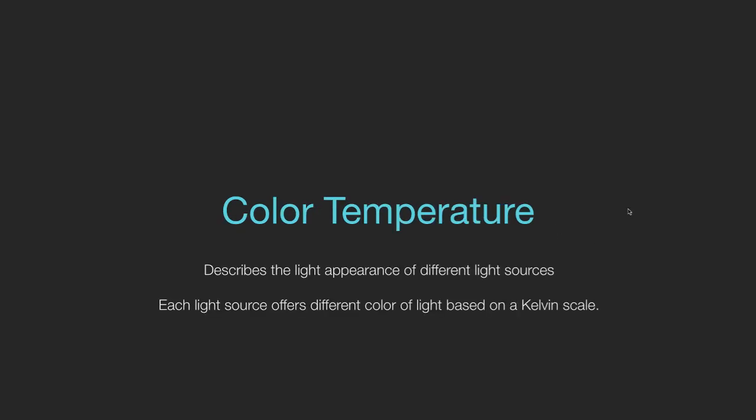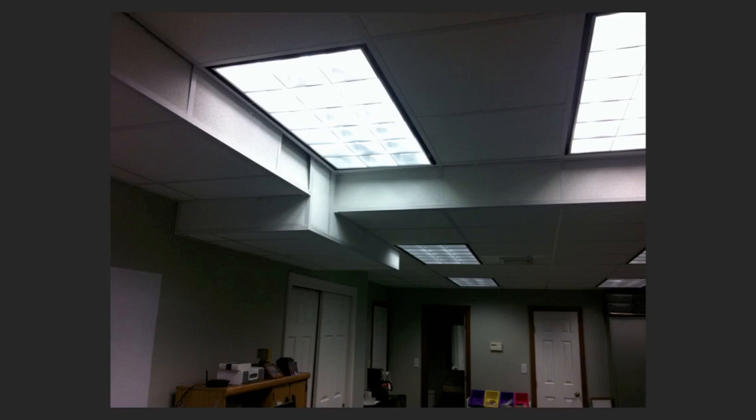So color temperature describes the light appearance of different light sources. Each light source offers a different color of light based on the Kelvin scale. So here we have an interior room, and as you can see, the tones of light are very different. So we've got sort of a greenish, bluish fluorescent light, and something that's actually a little bit more white or magenta. Again, these could be adjusted based on the camera, but you may have noticed light has different appearances based on its source, whether it is electronic, natural, etc.